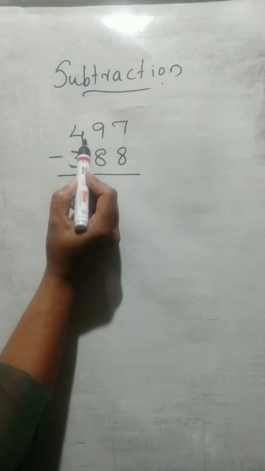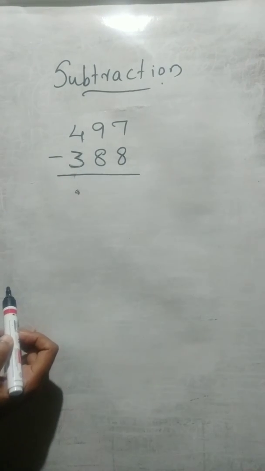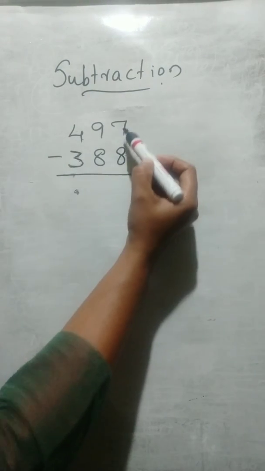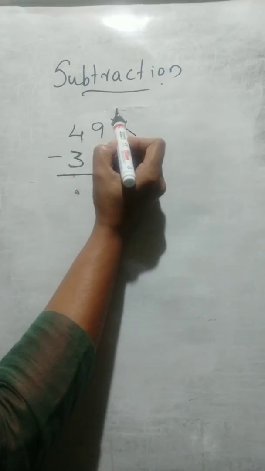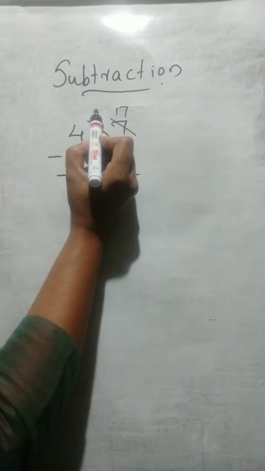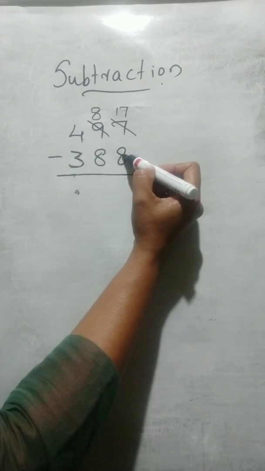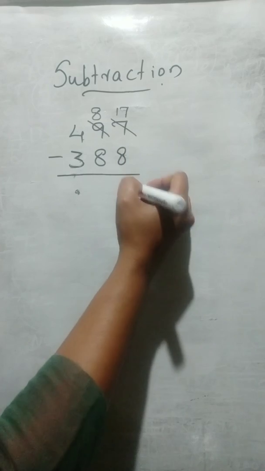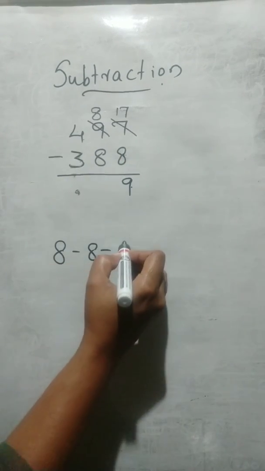Next question. 497 minus 388. How can we do? Here 7 and 8. 7 is smaller than 8. So what can we do? We can cut this 7. We can write there 17. At the same time, we have to cut this 9 and this 9 will be 8. Okay. Now 17 minus 8. What is the answer? That is 9. 17 minus 8 is equal to 9. Then 8 minus 8 is equal to 0.